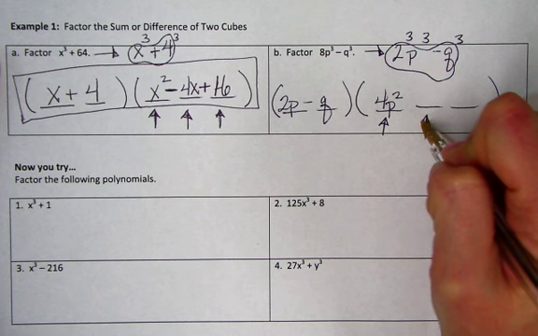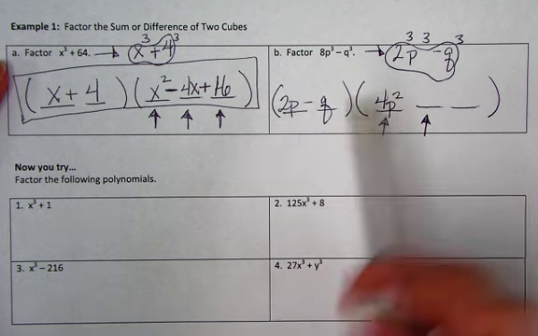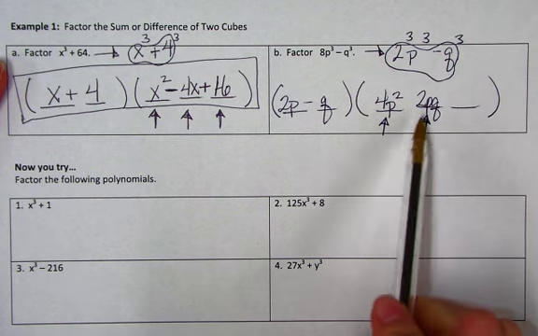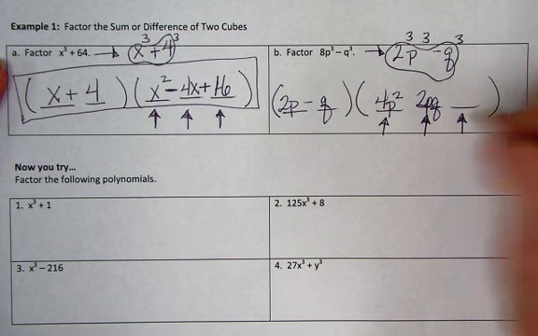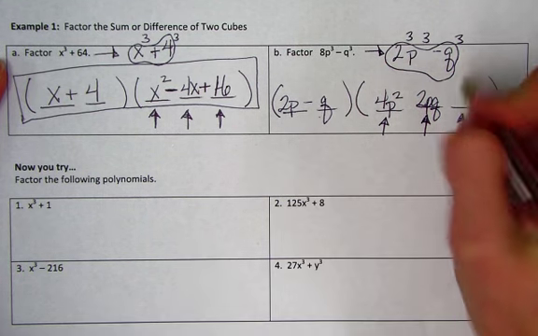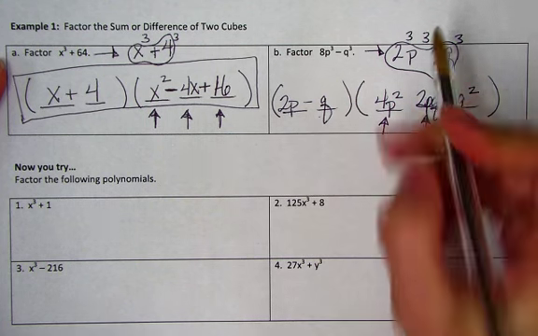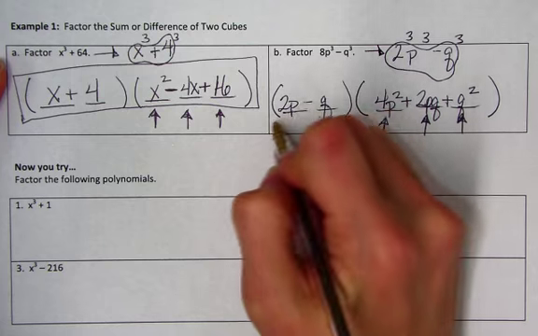My middle dash of my second grouping is the 2P times Q, which is 2PQ. We want to make sure that we write them in alphabetical order. And this last one over here is my last term in my first grouping squared, which gives me Q squared. Minus means this is the opposite, so this is plus, and my last term is always positive.